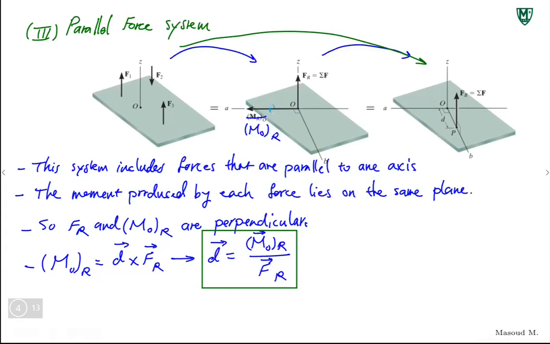And that d can be found knowing the resultant moment and resultant force. So we usually do this in the same order. We go from the equivalent system with the resultant force and resultant moment, and then go to the second equivalent system, which is simpler, and that can be found as long as we know the resultant force and resultant moment.